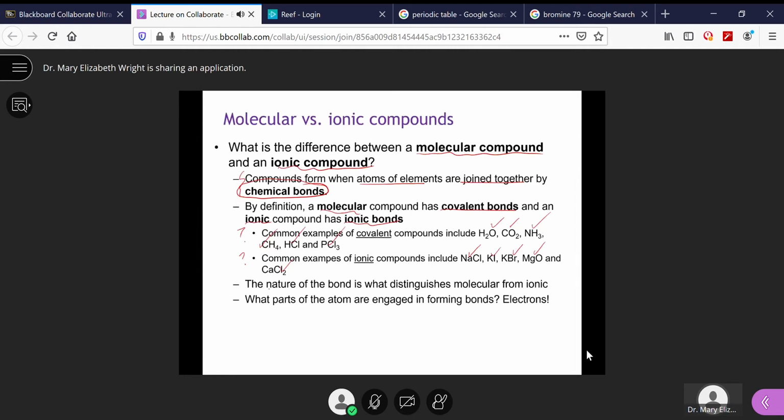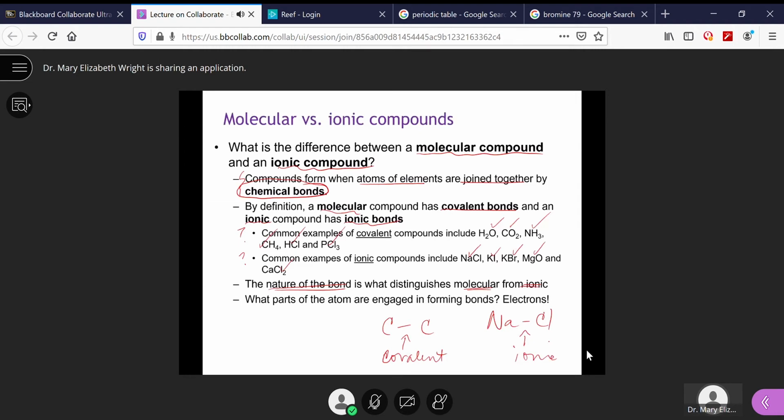Well, it's the nature of the chemical bond that distinguishes molecular from ionic. And any chemical bond that is formed between any two elements is based in how electrons are shared. So this is a bond between two carbon atoms. This is a bond between sodium and chloride. Electrons are involved, but it's different for the covalent versus the ionic.